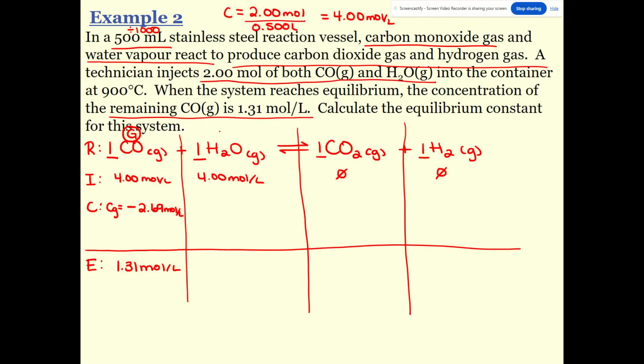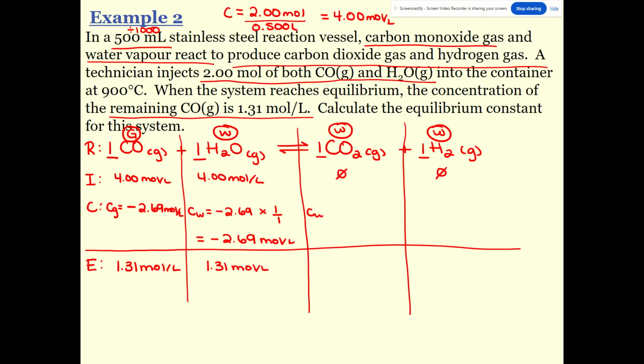Okay? And then everything else again becomes a wanted to find their relative change. Okay, my water vapor is also going to go down because it's a reactant, and its wanted over given is 1/1. So it is also going to go down by 2.69 moles per liter. It started at 4. I'm going to apply the change, which is to subtract 2.69. So I'm left with 1.31 moles per liter of my water vapor.